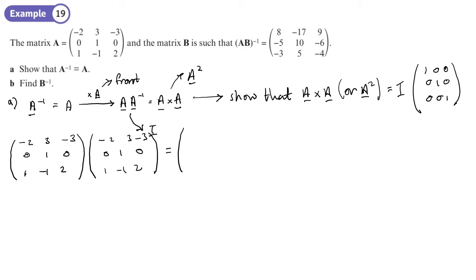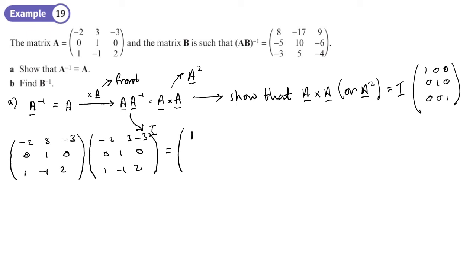So the top row multiplied by the first column, so I'm going to do that times by that to get the first element. So that's going to be negative 2 times by negative 2, which is 4. 4 plus 0 minus 3, which is 1. That's a good start. So 1 there.